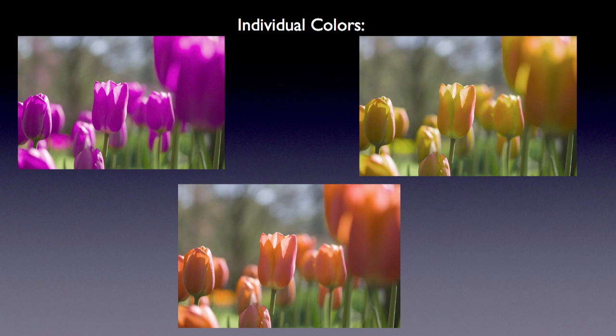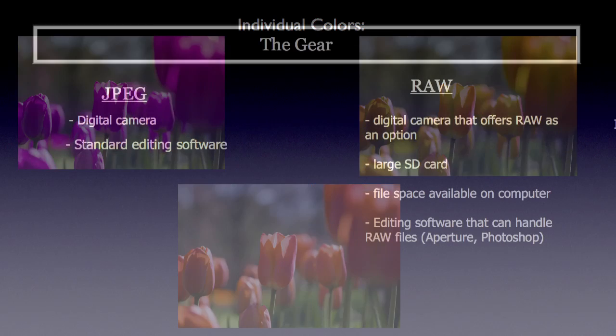So the purple at the top is the far left of the slider, the orange is in the middle, and the yellow is on the far right. Now remember, these tulips were originally red, but by playing with the individual colors, I can just change them with a slide. Now, there are many more variables that are available when you shoot in RAW because of that data being there, but these are some of the ones that I use in my own photography.